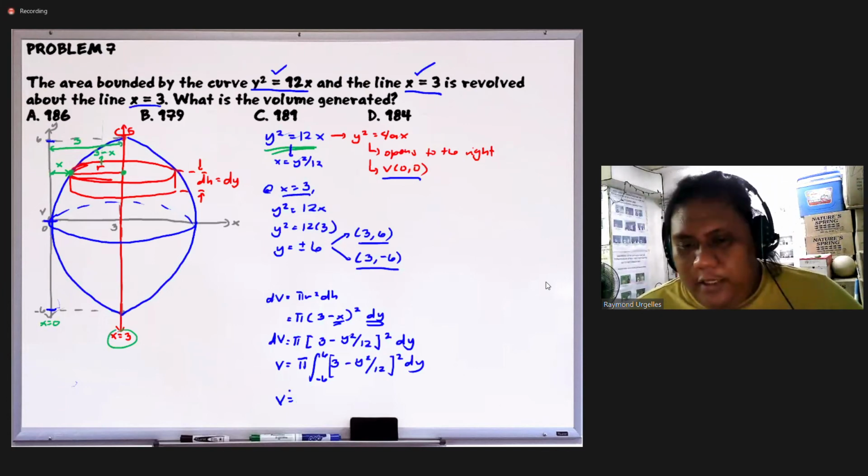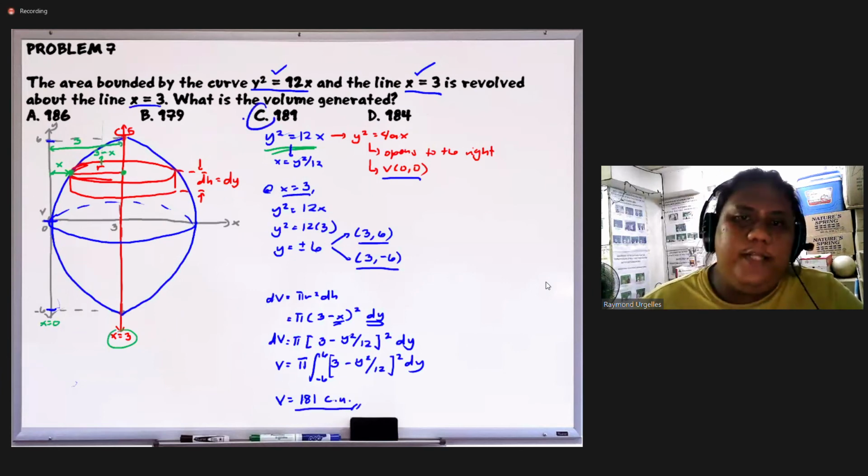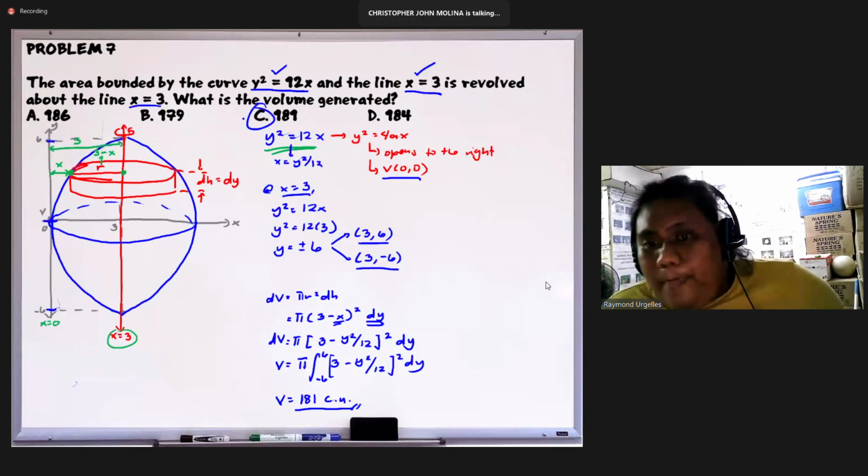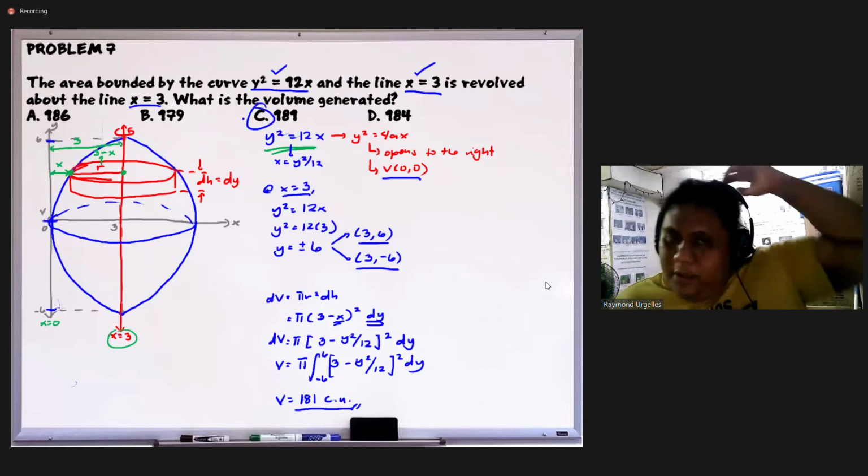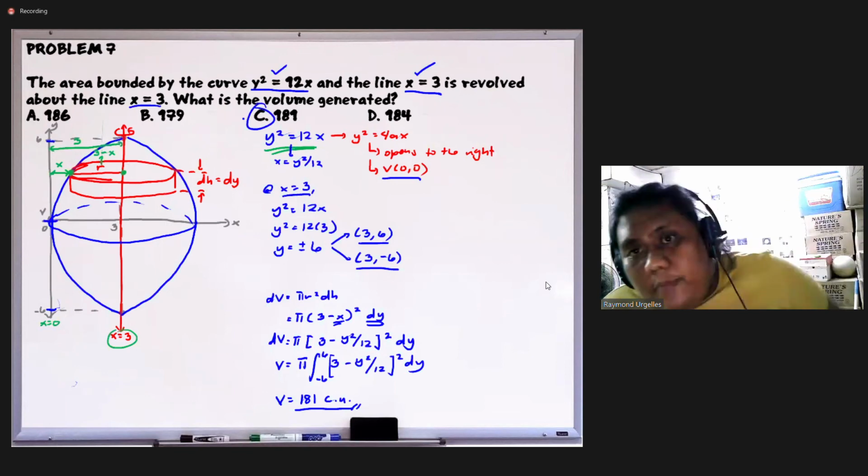Okay, so you will get this to be 181. So this will be in cubic units. So therefore the answer is letter C. Okay? So any questions para dito?